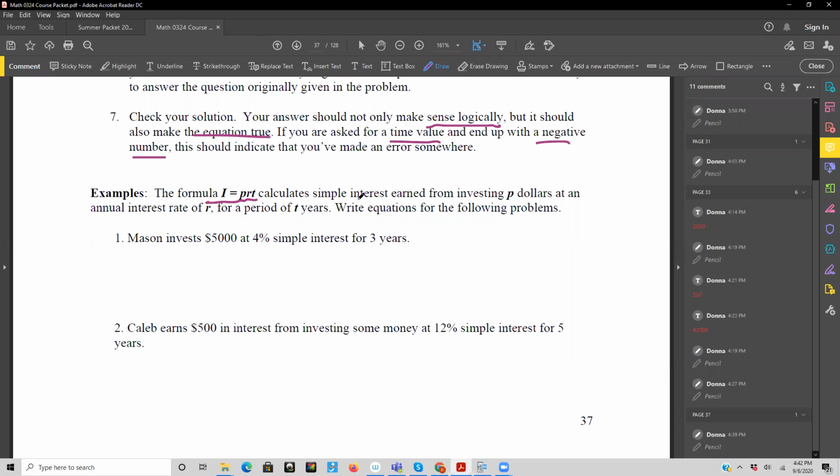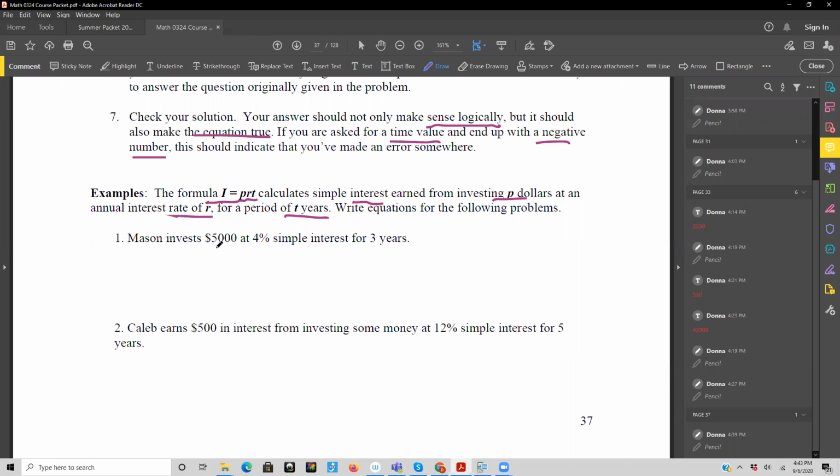So I equals PRT, simple interest, that's your I, from investing P dollars at an interest rate of R for a period of T years. With interest rates, one thing to keep in mind: you're always going to use decimals in a mathematical equation. In the calculator's finance app, the interest rate is not entered as a decimal; 5% is literally 5, but only in the finance app. Anywhere else in the calculator, it's a decimal. So when we're just doing problems, it has to be written as a decimal. So we're going to write equations for the following problems.